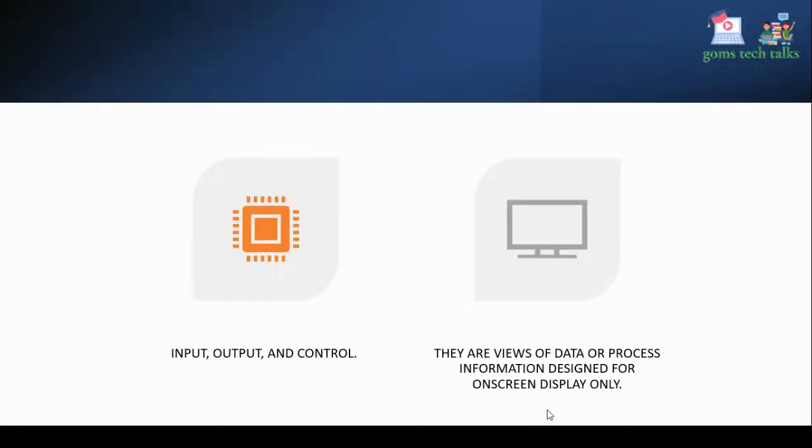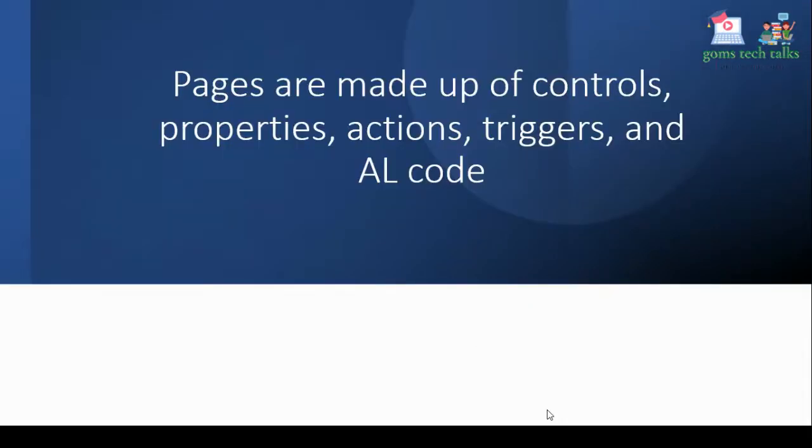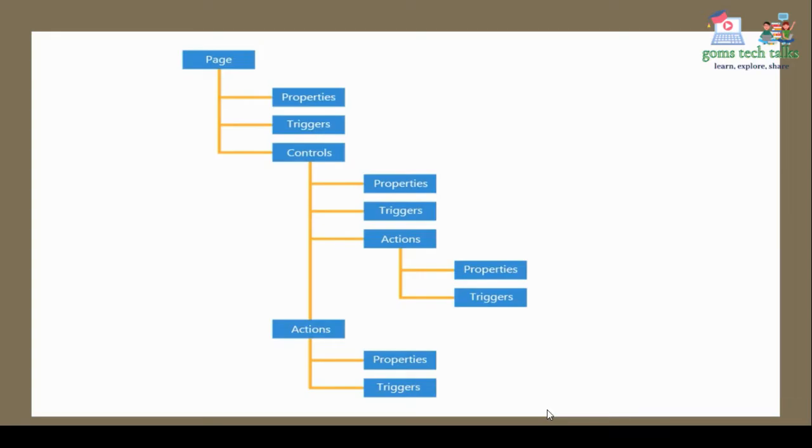They are also used for data entry. Pages are made up of various combinations of controls, properties, actions, triggers and AL code. A page contains properties and triggers, and for every control we have a property and a trigger. For every action we have a property and a trigger. So this is what the page is.